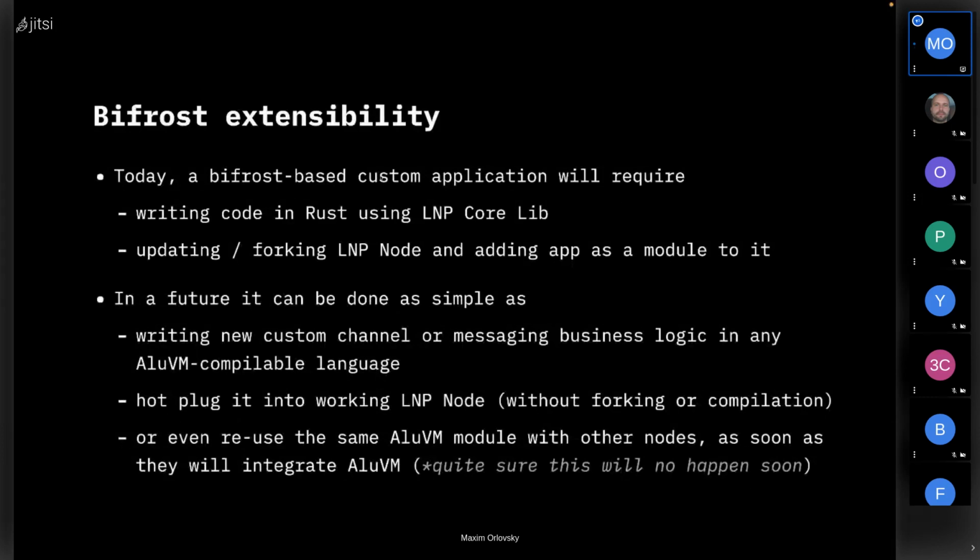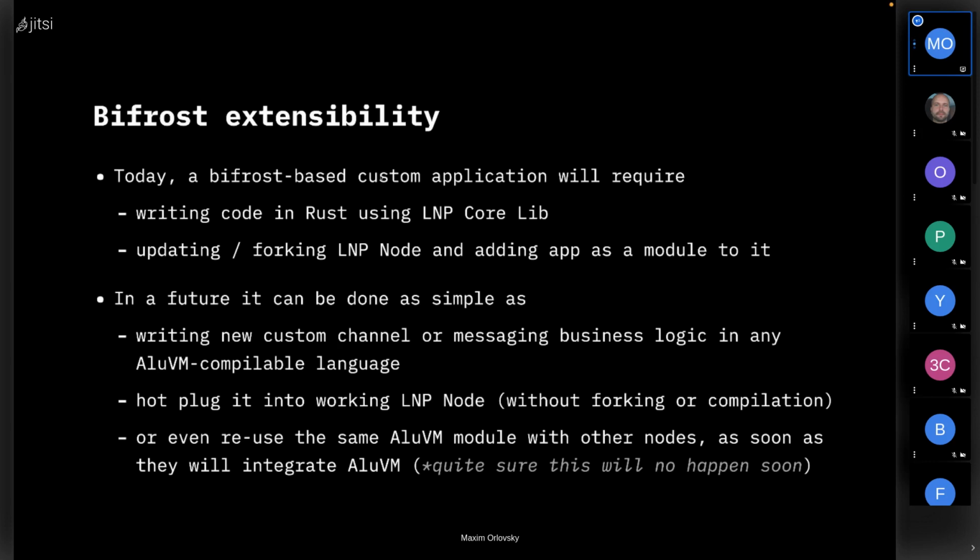So these 2 applications will be done as Rust code, which will be part of the LNP core library. Other developers may write applications and don't necessarily need to contribute them to the LNP core library. They can write a separate library. The only thing is that it should use the LNP core library because it provides all Bifrost related data structures. And after that, there will be a need to fork LNP node or create a custom binary for LNP node and add this application as a module to it. This is not very convenient.